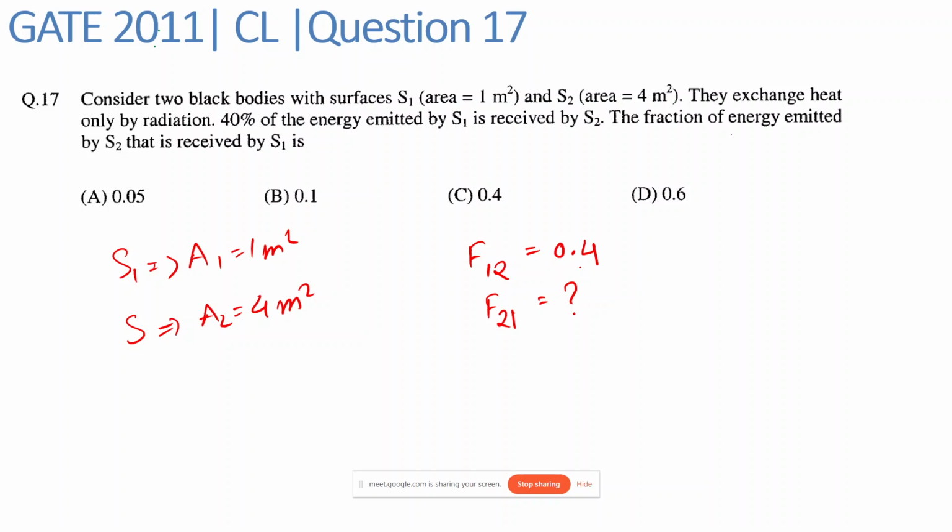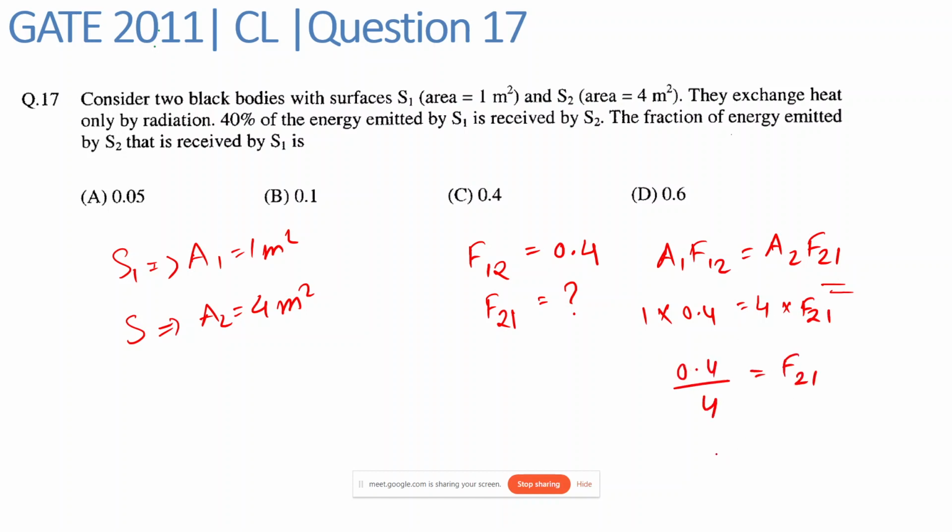So from the reciprocity theorem we know that A1 F12 is equal to A2 F21. So from this we can replace the values of area and F12 and get the value of F21. So it will become 1 into 0.4 equals 4 into F21. So that is 0.4 upon 4 is equal to F21. So the value of F21 will be 0.1. So from the given options we can select option B. That is our correct answer.